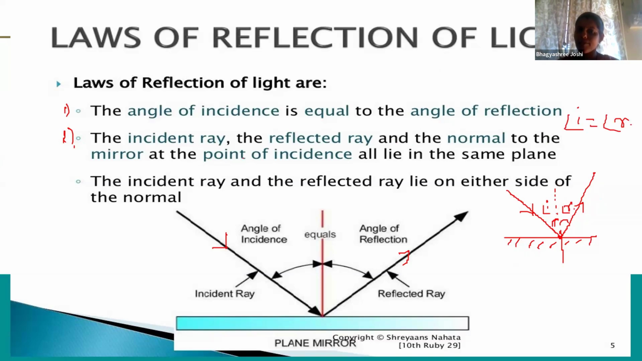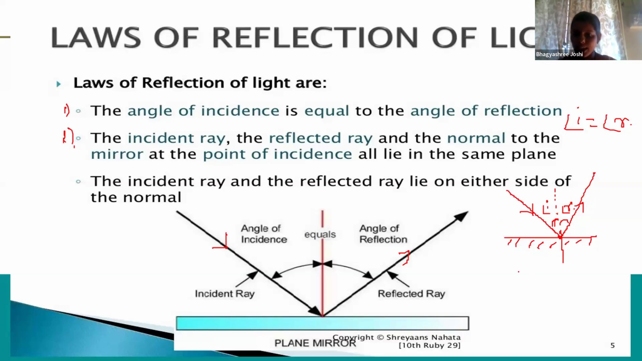The incident ray, reflected ray and the normal all lie on the same plane. This is regular reflection. In regular reflection, I is equal to R.